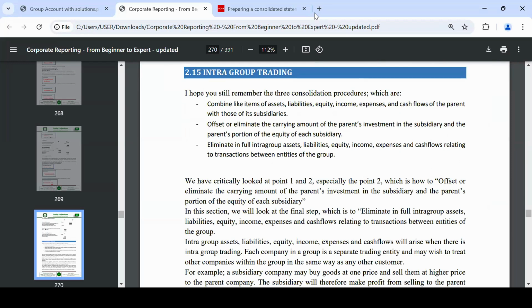Intra-group trading. Now, you see, we have been dealing with two things. We have been combining or adding up like items, line by line, in consolidation. And I went on to say the second thing to do is cancellation of any transaction that has taken place between the parent and the subsidiary.